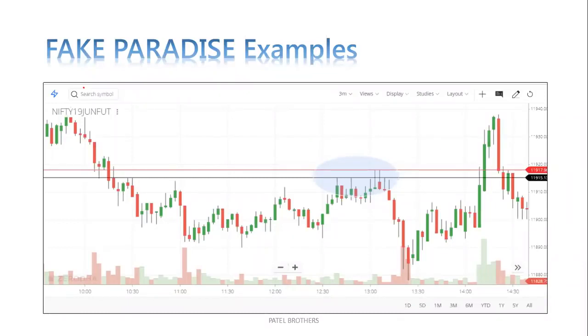That's what I am telling you. You have to be vigilant. That's what Dimas Bhai told us. You have to be vigilant with this setup.